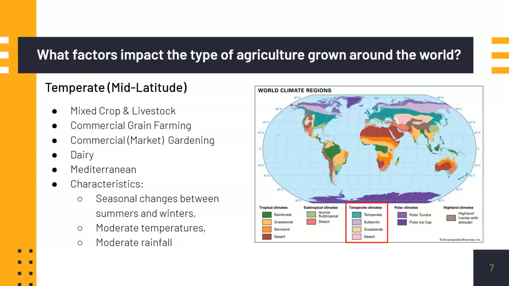Mediterranean agriculture is unique to areas with Mediterranean climates, such as Southern Europe, California, and parts of Australia. These regions experience hot, dry summers and mild, wet winters, creating ideal conditions for growing crops like olives, grapes, citrus fruits, and nuts. Mediterranean agriculture often combines the cultivation of high-value crops with livestock grazing, making it both diverse and economically important. The moderate climate and seasonal changes of temperate regions allow for a wide variety of agricultural practices, each adapted to local conditions and market demands. These practices highlight the versatility of temperate zones and their crucial role in global food production.